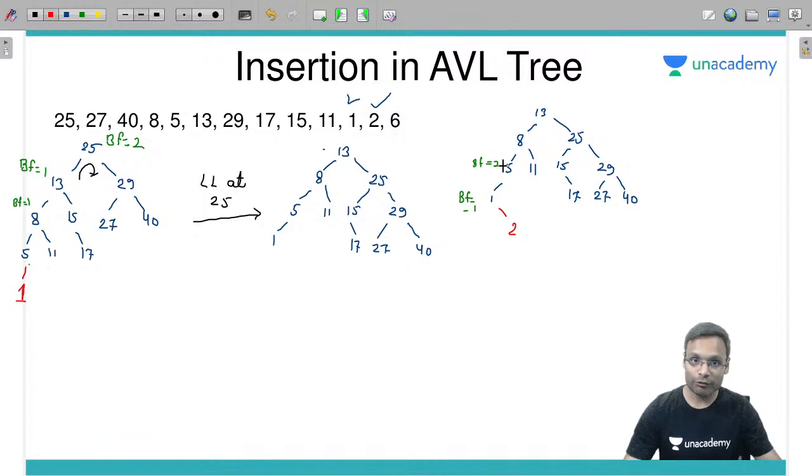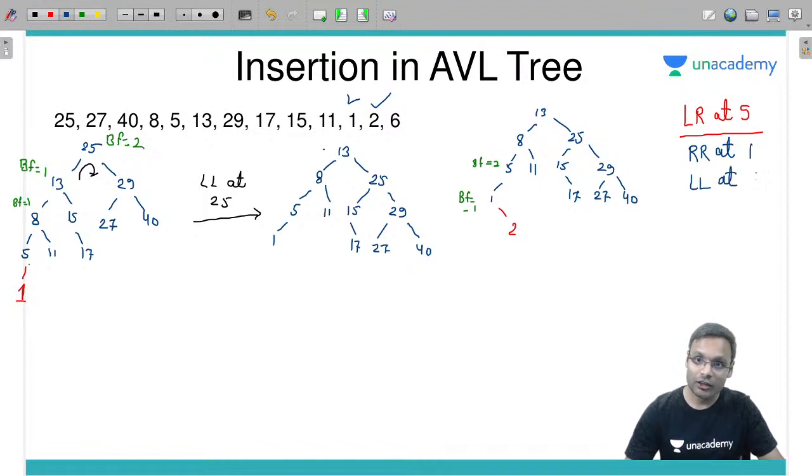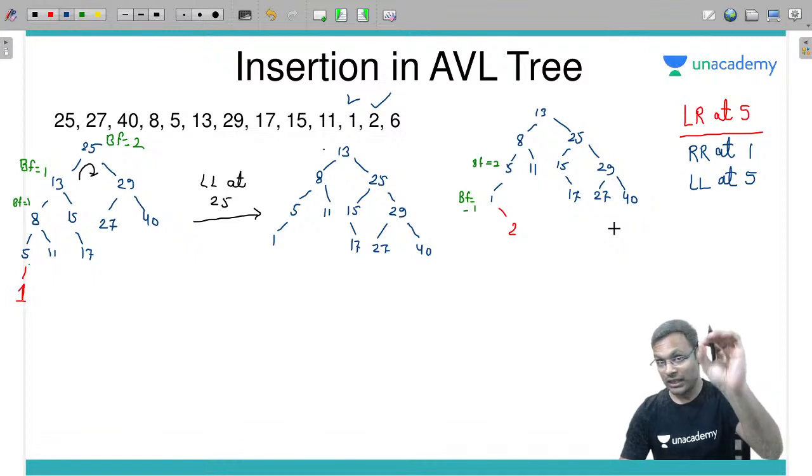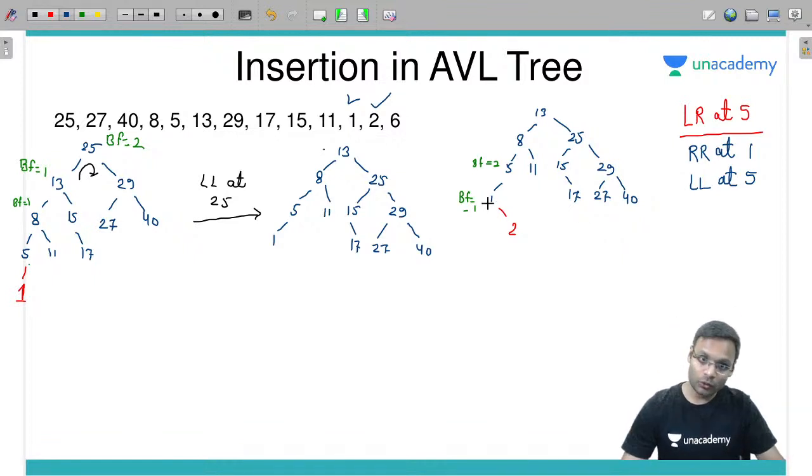Imbalance? Yes. What kind of imbalance? LR. LR at 5. If we do LR at 5, what type of rotations you'll have to do? 2 types of rotations. What are the rotations? First of all, you are going to do RR at the left child of 5, which is 1, and after that LL at 5. Now I am directly doing this. Once you do this rotation, after both the rotations, you will be having the tree like this.